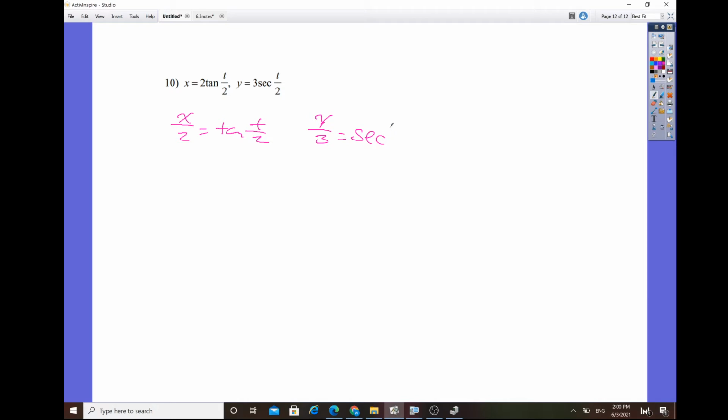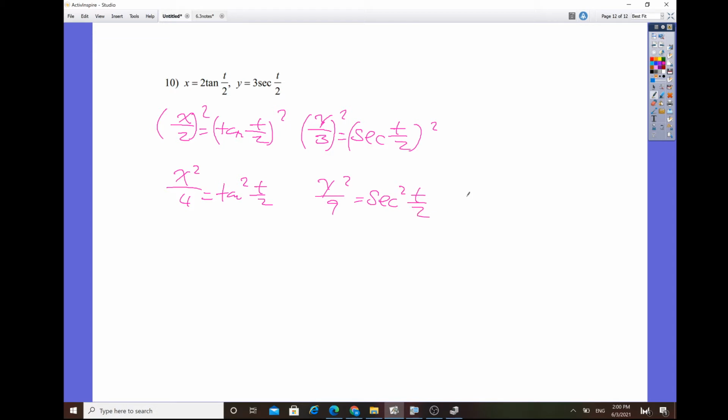The purpose of doing this is that we just want to make sure that tangent and secant are being isolated. Once we've isolated tangent and secant, we'll be able to square both sides. So it's x squared over 4 equals tangent squared of t over 2, and y squared over 9 equals secant squared of t over 2.